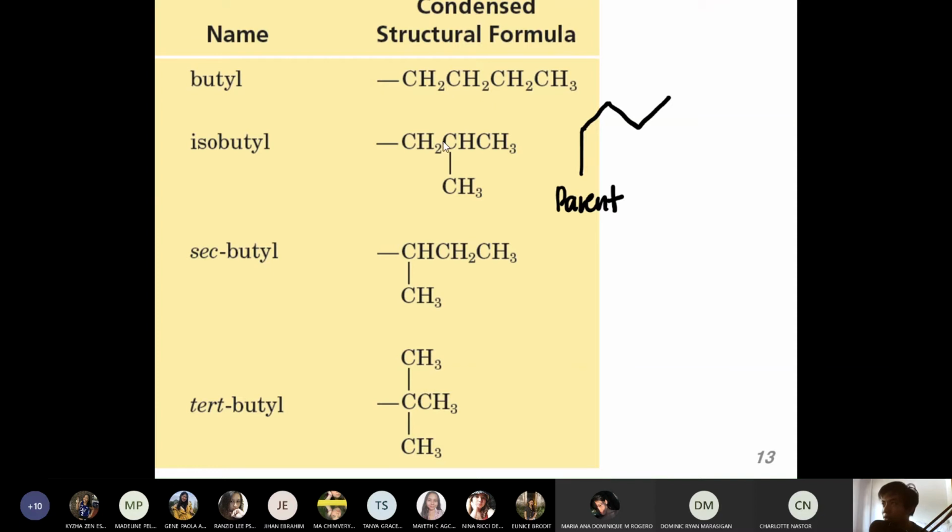Okay? So, ano yung tsura ng isobutyl? So, sa isobutyl, your CH3, instead of being connected to the third carbon, that is connected to your second carbon. So, ito kinonekta dito sa second carbon. Ayan, so nandun na siya. Ano yung tsura niyan? So, ang tsura niyan ay ganito. 1, 2, 3. Ayan yung itsura ng isobutyl. CH2, CH, CH3, tapos CH3.